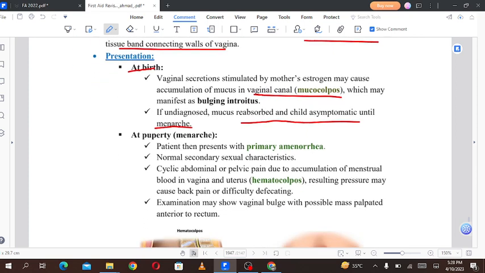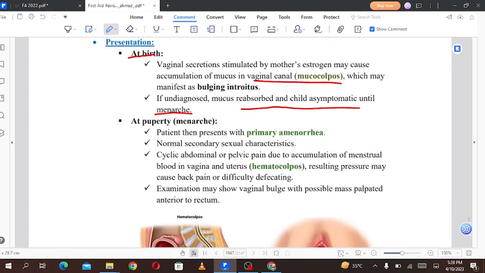So at birth, why can it happen? The pathogenesis is that the mother's estrogen will cause the fetal vagina to start producing secretions, and those secretions lead to accumulation of mucus within the vaginal canal of the fetus, resulting in mucocolpos. There is mucocolpos, which occurs in the fetus, and then there is hematocolpos. Mucocolpos means there is accumulation of mucus within the vaginal canal which cannot be extruded out.